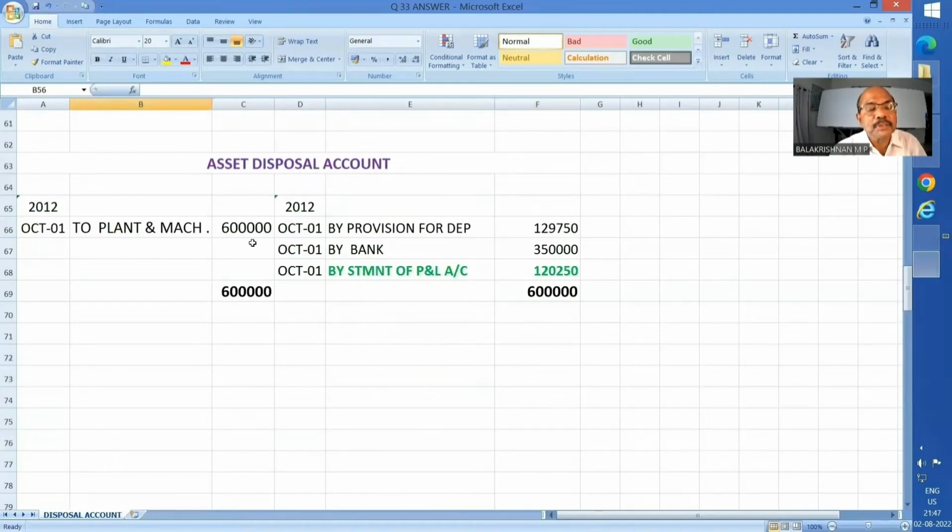Asset disposal account. So we have originally brought down the original value of the asset and parallelly the accumulated depreciation. This minus this will be the book value on the moment of sale. Then we are accounting for the amount realized by bank, being a loss by statement of P&L account. Asset disposal account will invariably get nullified. There won't be any balance whatsoever. Even if it was a profit, this entry would have come here. Naturally, bank amount would have been more. So it has to be tallied. There won't be any balance. So you keep this in mind.